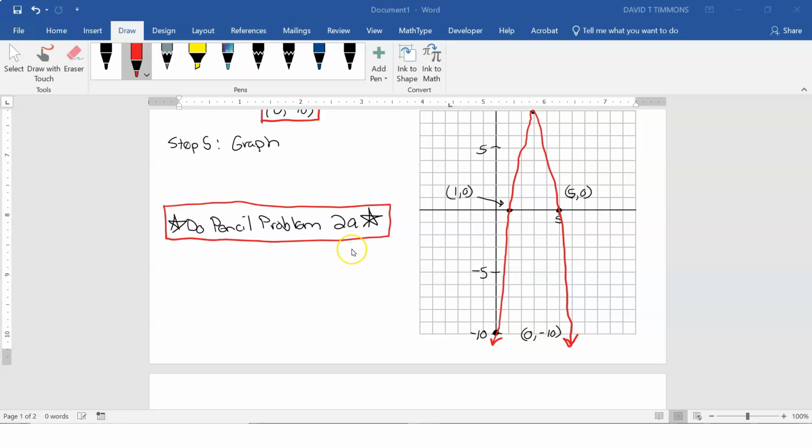Now try pencil problem 2a to practice graphing a standard form equation.